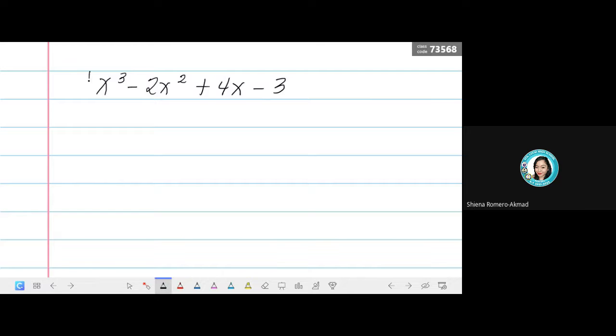Divided by, anong i-divide ko? Ano yung divisor natin? Madali lang i-type yon. What is our divisor? Correct, Pastrano, and that is x minus 2.